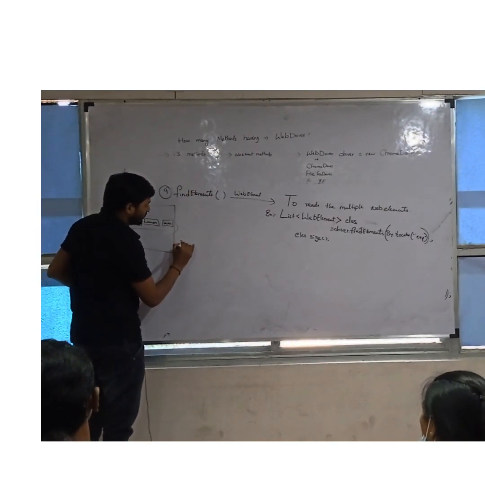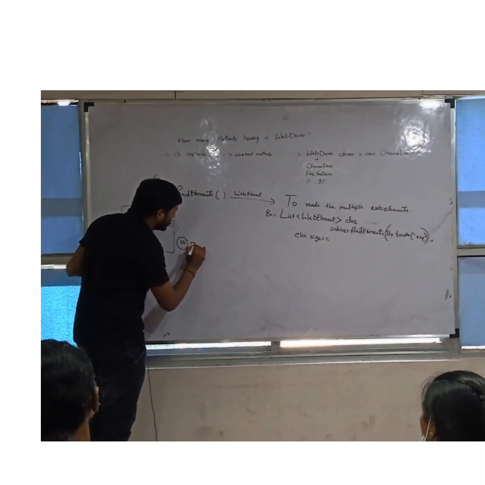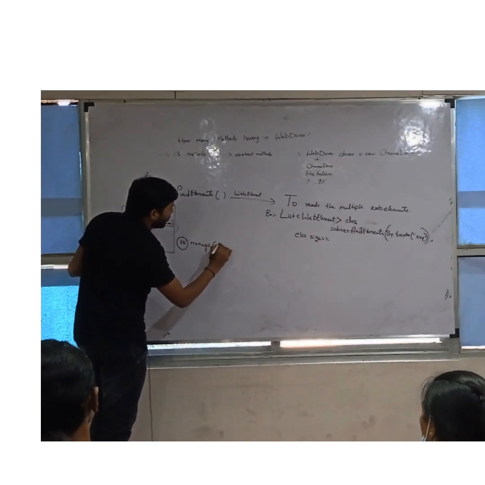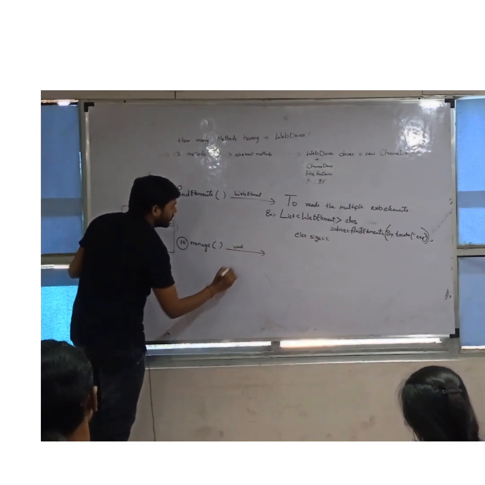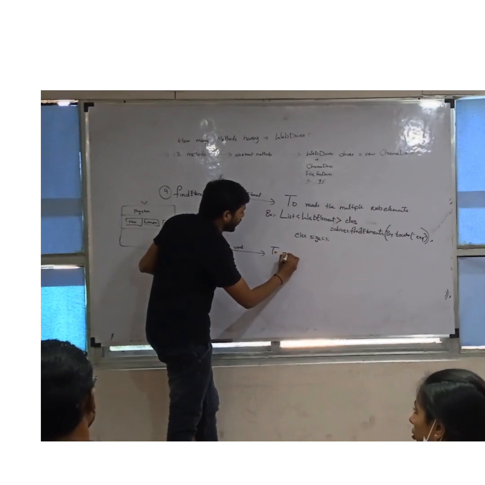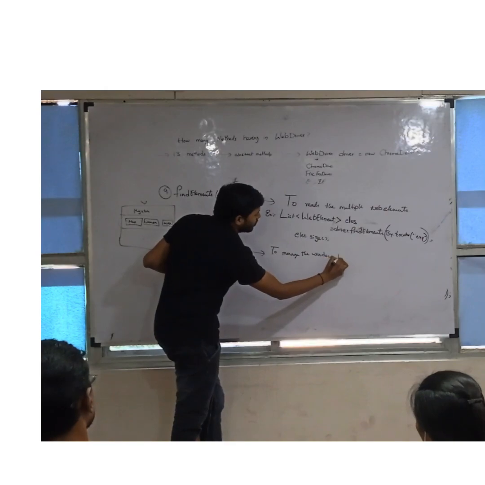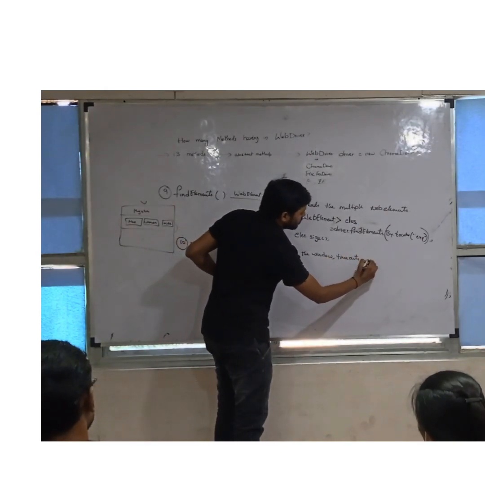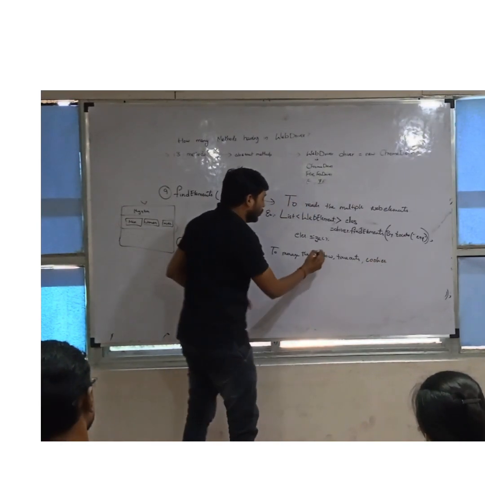And again, the 10th one is another method, the manage method. Manage is of void type. Why are we using manage? To manage the window, timeouts and cookies also. So it is for window management purposes.